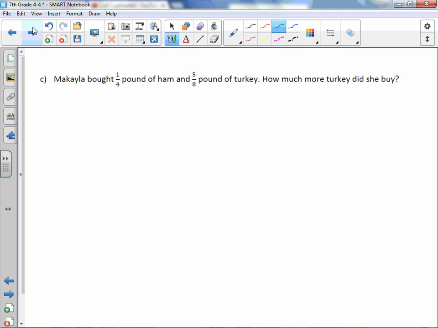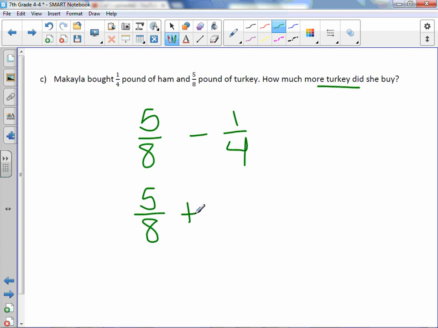Michaela bought 1/4 pound of ham and 5/8 pound of turkey. How much more turkey did she buy? So it's asking for how much more. So we actually are doing a subtraction problem. 5/8 minus 1/4. I will not subtract. I will add the opposite.